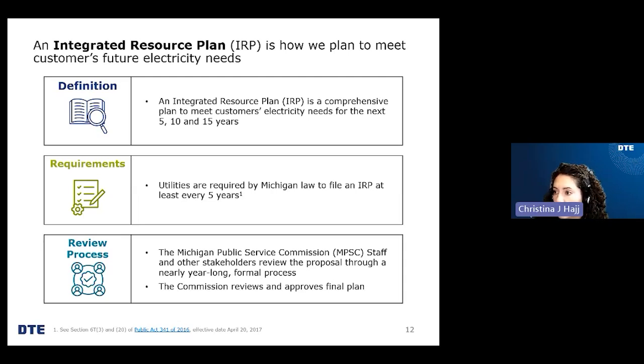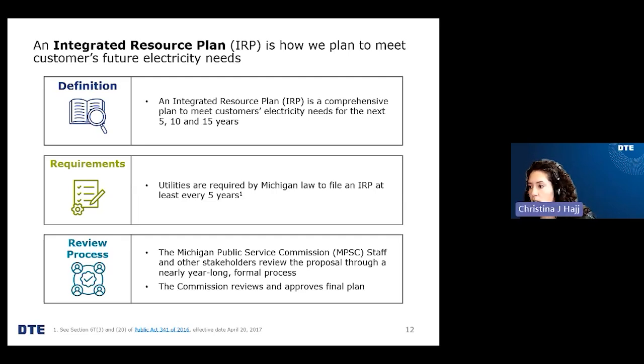We are required by state law to file an IRP with our regulator, the Michigan Public Service Commission, every 5 years. Given the pace of change in the electric industry recently, DTE has been updating our IRP every 3 years. The Integrated Resource Plan details how we will meet customer electricity needs over the next 5, 10, and 15 years, and provides the roadmap for how we will produce the electricity that you use.